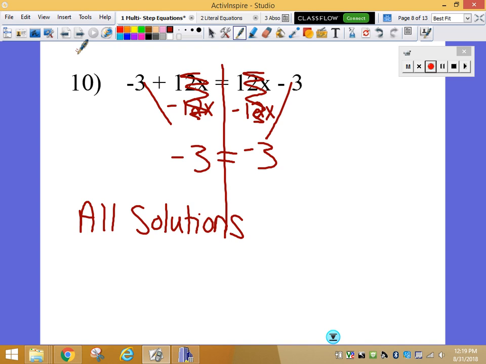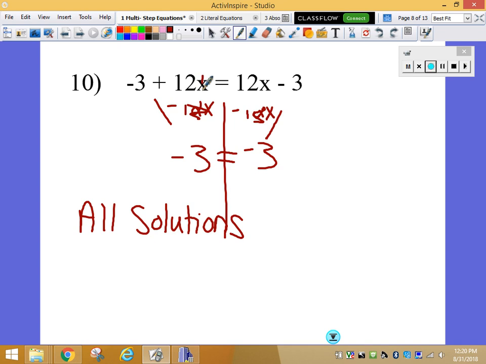Oh, I didn't talk about what that really means. Let's pause for a second and talk about what that means. Whereas no solution meant there was nothing we could plug in to make each side equal, all solutions means it doesn't matter what you pick, both sides are going to be equal. So let me show you.